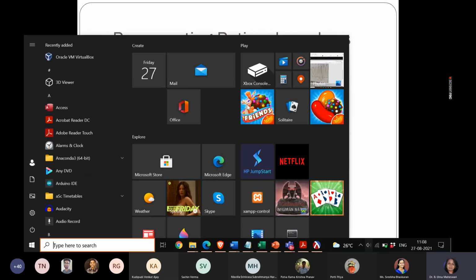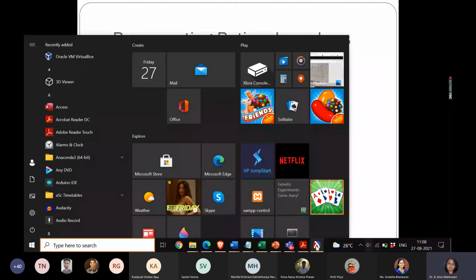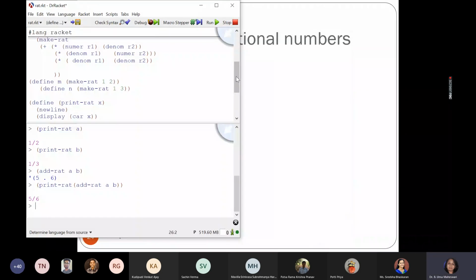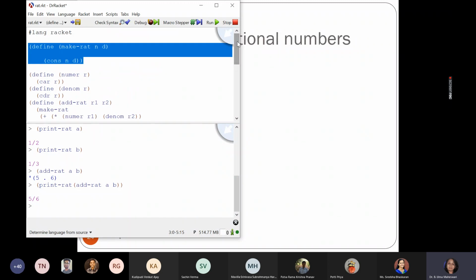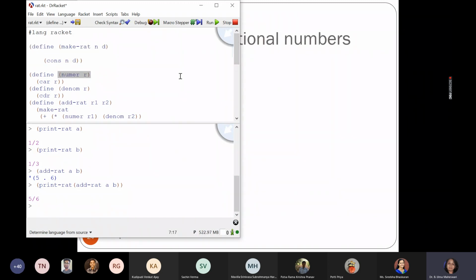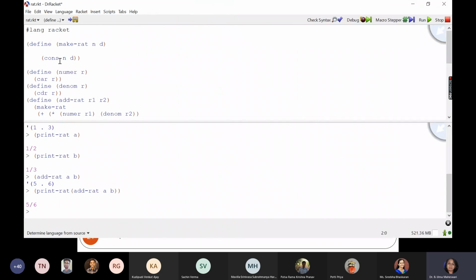You can also open your Racket and open that. I have a file called rat.rkt. Rat is the file name, rat for rational number. Okay. So now, in my program, first of all, I want to do only the addition operation.